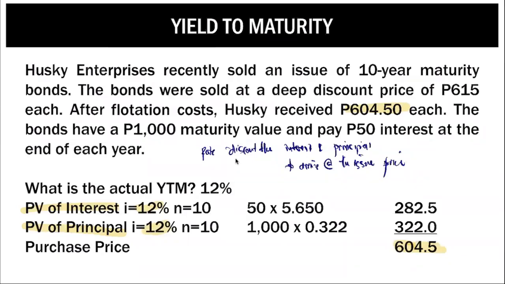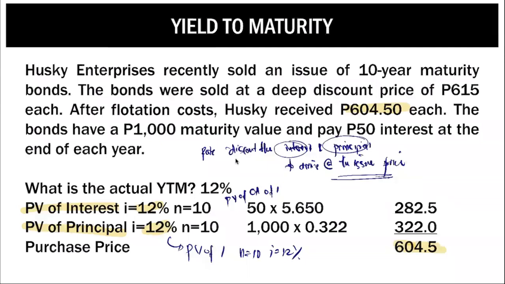So PV of interest, I is 12%, N is equal to 10. So this is PV of ordinary annuity of 1. And then PV of principal, we have here PV of 1, N is equal to 10, I is equal to 12%. So if we use this and discount the interest and the principal, then we can get the yield based on the issue price, which is 12%.